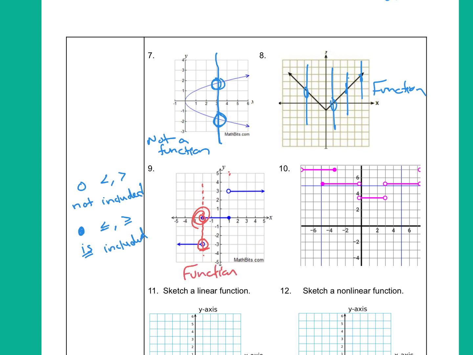Because the same thing happens here. If I were to draw a vertical line here, it looks like it goes through 2 points, but because this top one is not included, it's open, that doesn't count as a point. So that does not count as a second point.